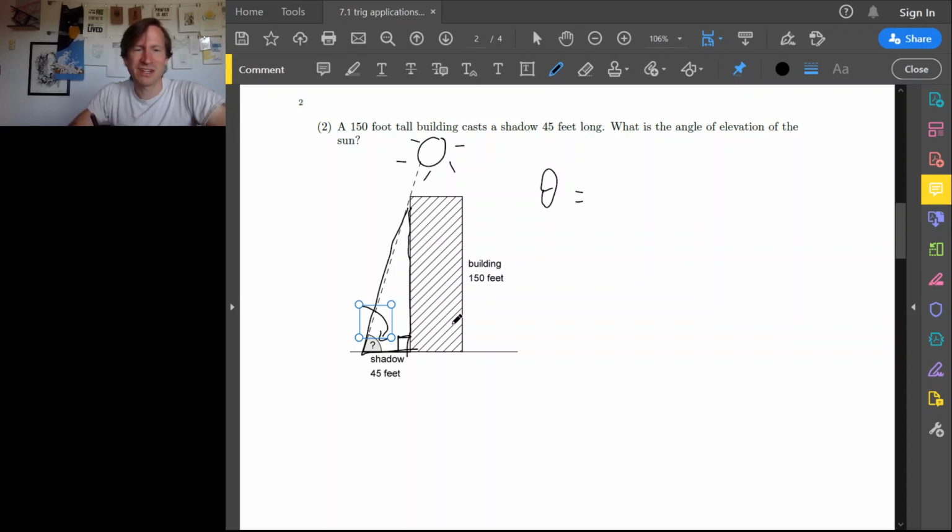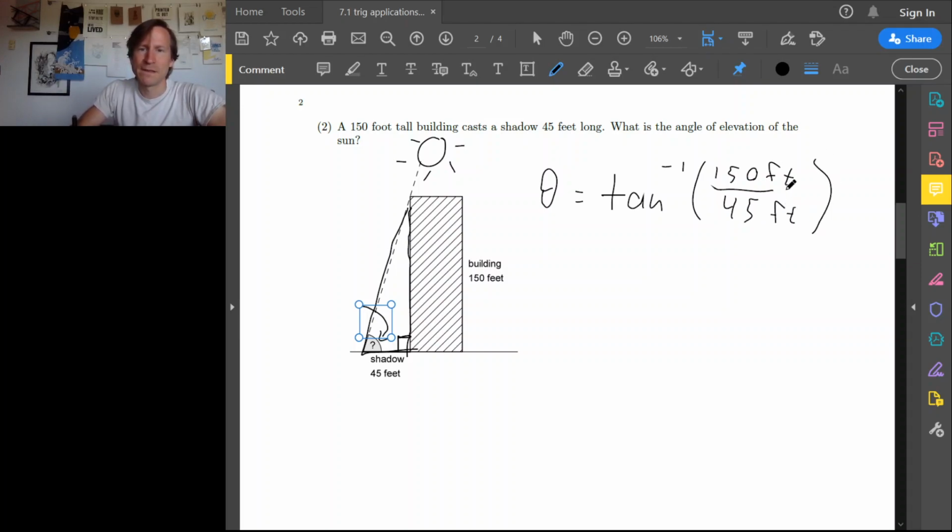Since we have the opposite and adjacent side, we should be using tangents. So that angle is going to be inverse tangent of the opposite side, 150 feet, over the adjacent side, which is 45 feet. The feet units cancel, which is good because the numbers that go into a trig function, an inverse trig function, should be just numbers. They shouldn't have any units.